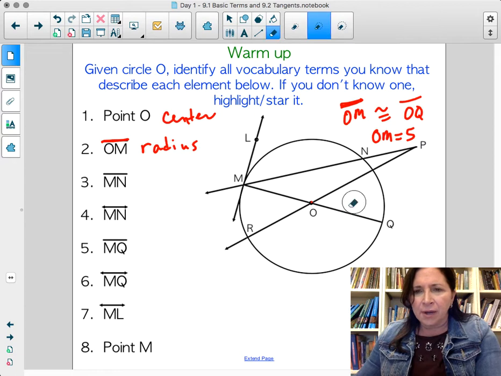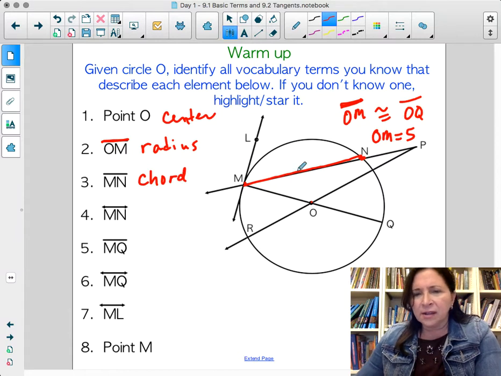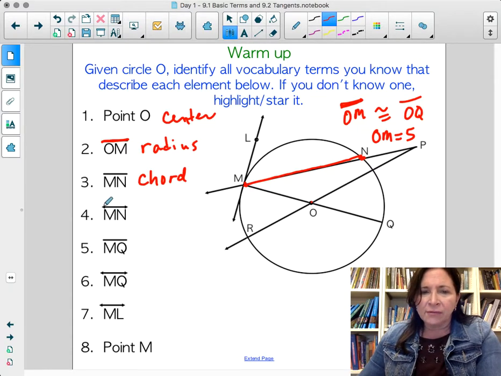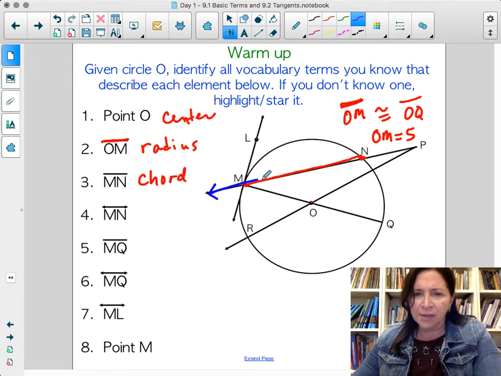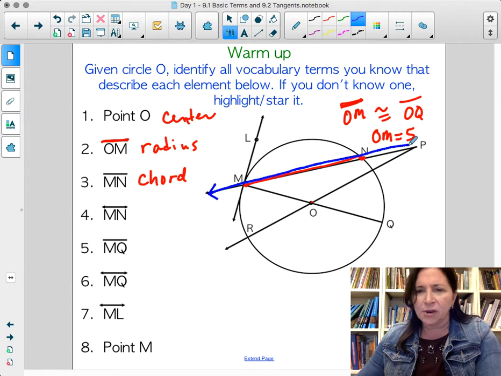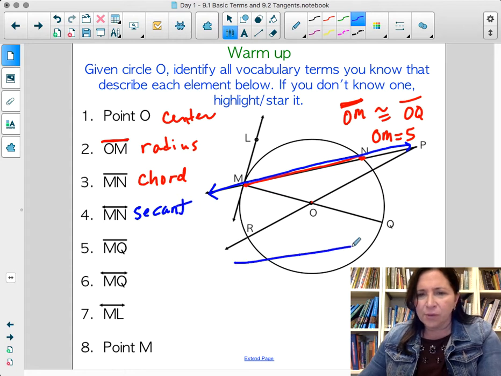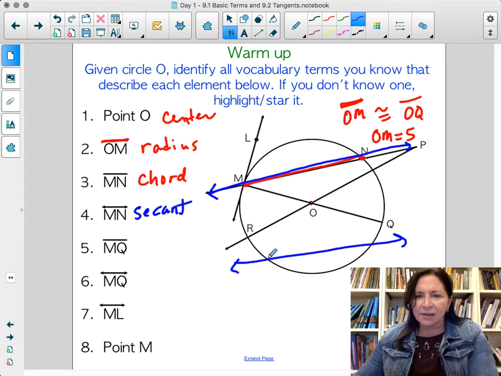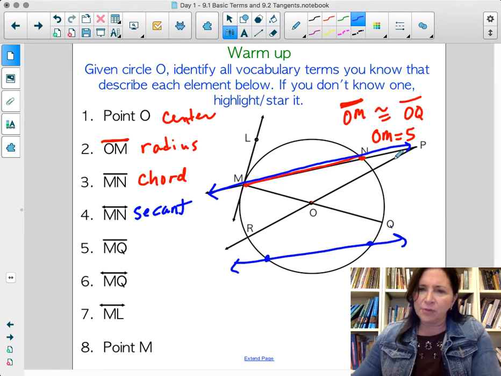Okay? All right, so moving on, we have line segment MN. This length from here to here is what we call a chord. A chord is a segment that connects two endpoints on the circle. We have line MN. See the arrows here? This goes through here, like a piercing. That's what we call a secant. A secant pierces right through the circle. A secant does contain the chord, or a secant can pierce right through the center also.